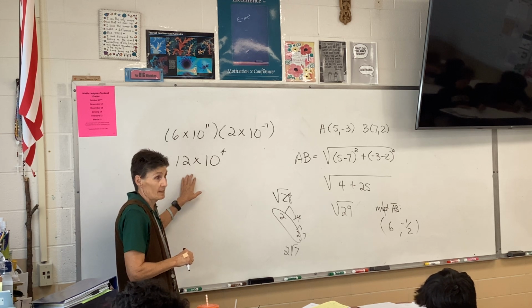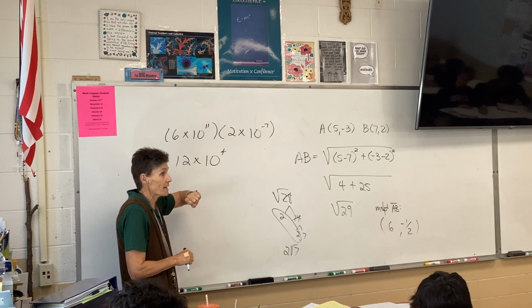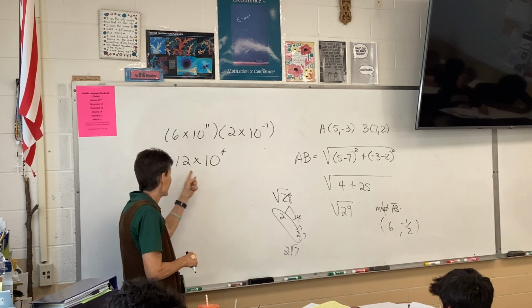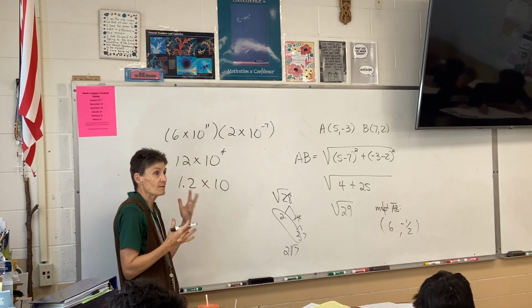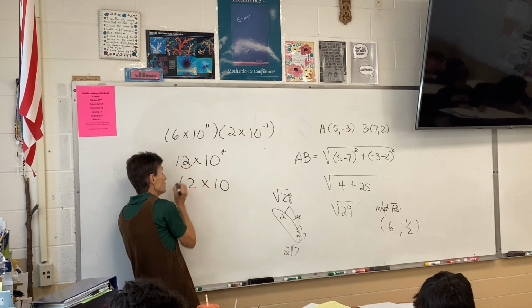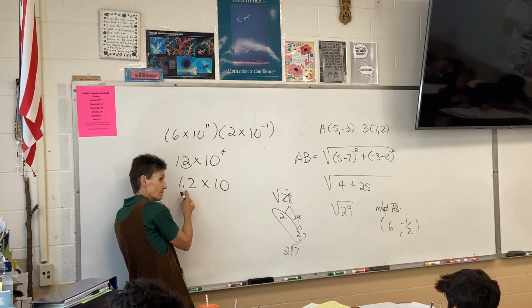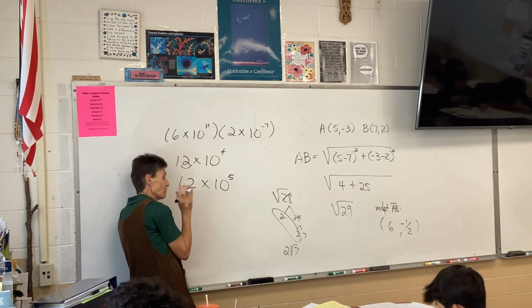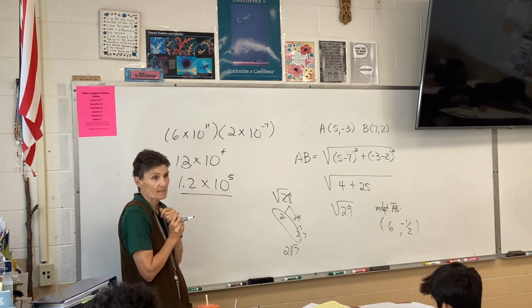I'm not done, because the rule for scientific notation is you can only have one number in front of the decimal. So you can't have 12 here. You have to make that 1.2. That's a scientific notation rule. And when I move that decimal point one place, that makes this number smaller, so this is going to have to get bigger. So however you think about it, this is the answer you want to come up with. That's your answer.